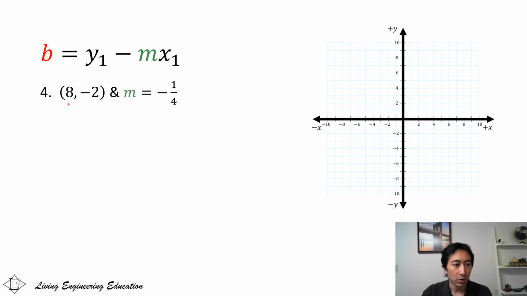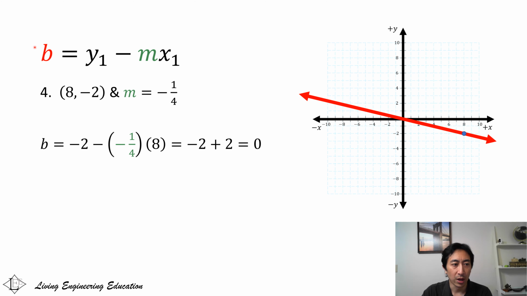And now for problem 4, we have 0.8, -2, and a slope of -1/4. And so we see our negative slope, because that's a downward slope if you're marching in the positive x direction. We can apply the y-intercept equation that we set up. So we have -2 minus the product of -1/4, the slope, and x1, which is 8. So I have -2 minus -8 over 4, which is -2. So subtracting -2 will give us +2. So -2 plus 2 gives us 0.